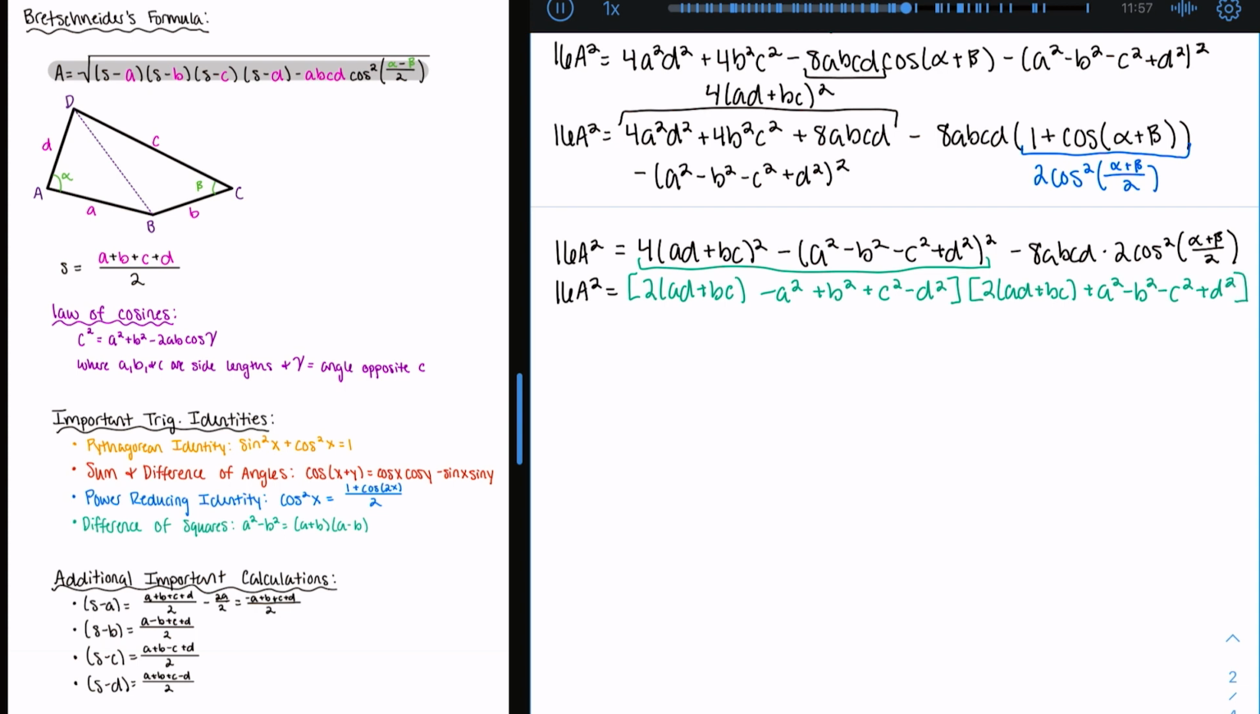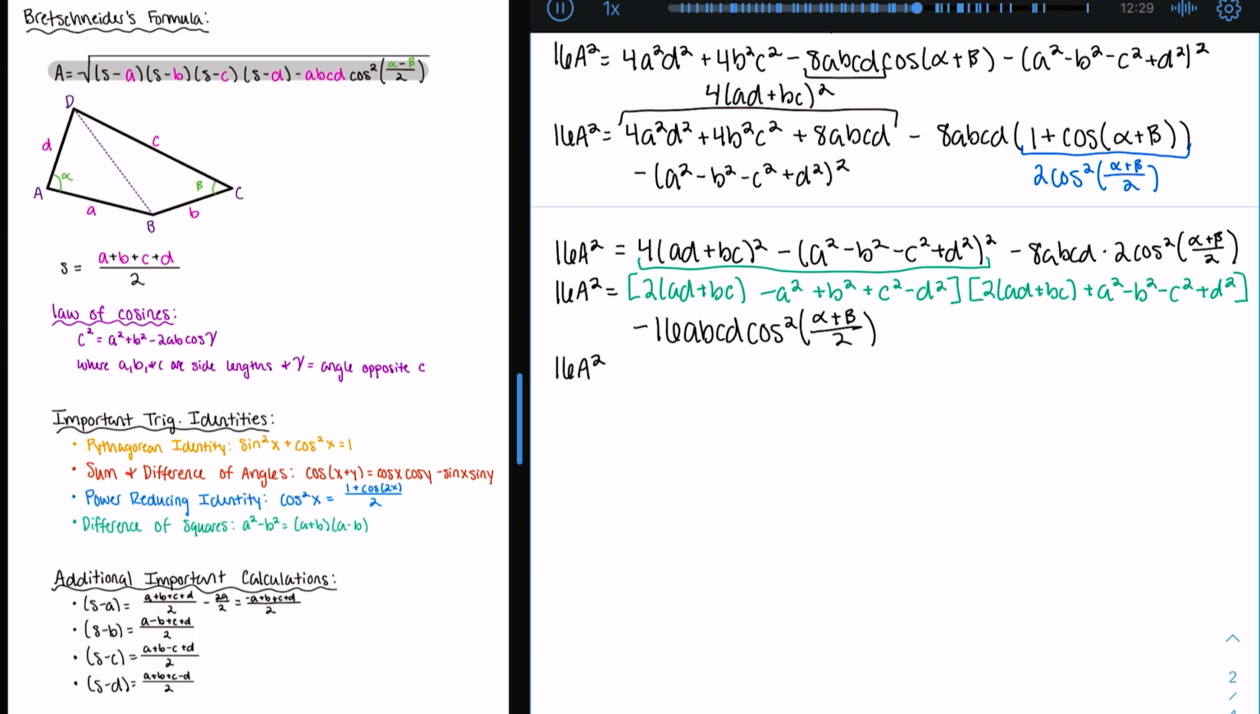And then we can simplify the last piece to be minus 16 ABCD cosine squared of alpha plus beta divided by 2. Now, if you notice, if we divide that 16 ABCD cosine squared piece by 16, it looks a lot like the last part of Bretschneider's formula, so we know we're on the right track.